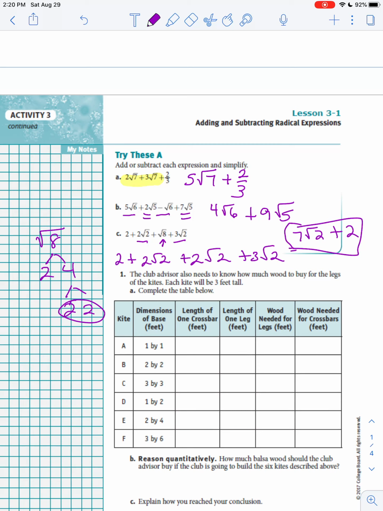So you might have to break down the radicals first before you can combine like terms. So you want to make sure you do that and always have your final answer in simplest form.